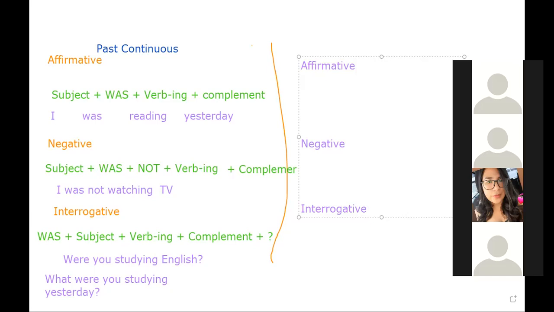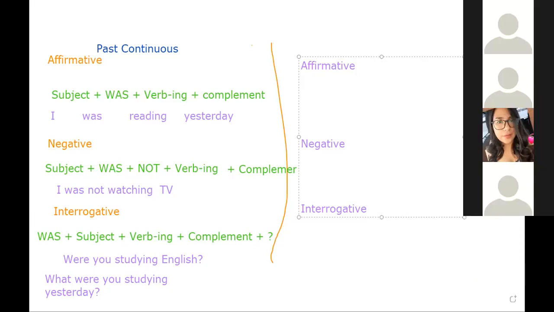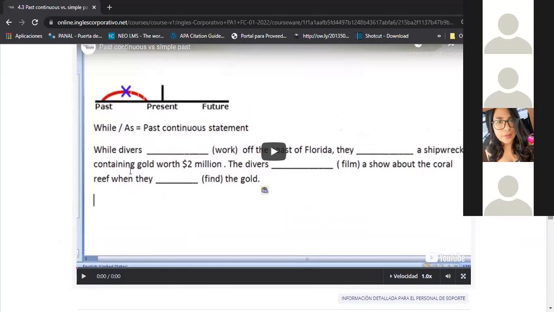Is the video in the 4.3. 4.3, let's share it. Okay, there, the exercise. While divers. Okay, what is the option that you have there? In this case, while he was, is the noun after while and before what? No, but in this case, while is not used as a WH question. I don't know if you're referring to if while is used as a WH question. In this case, while is not a WH question.